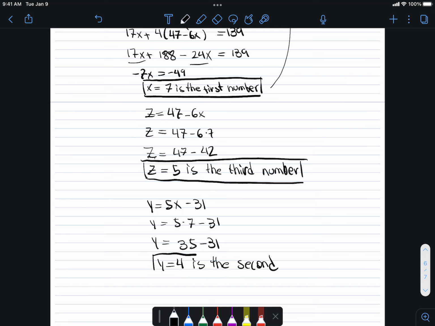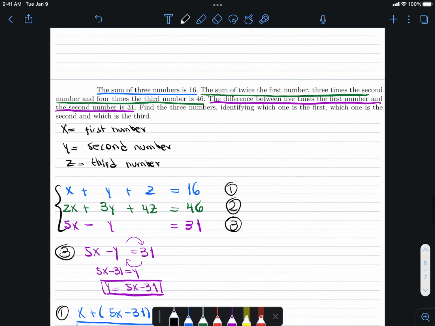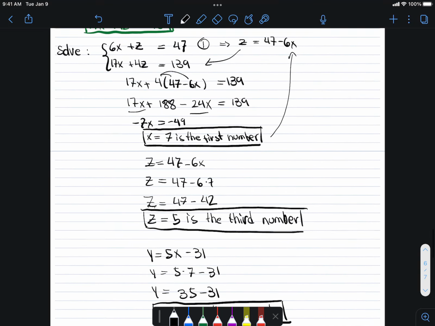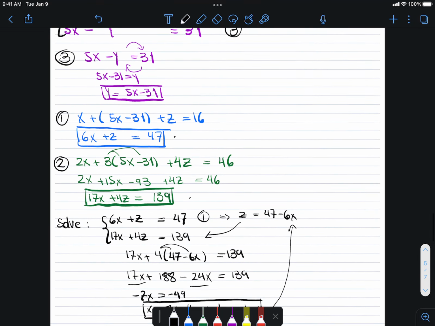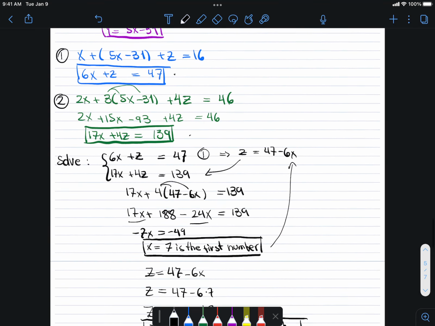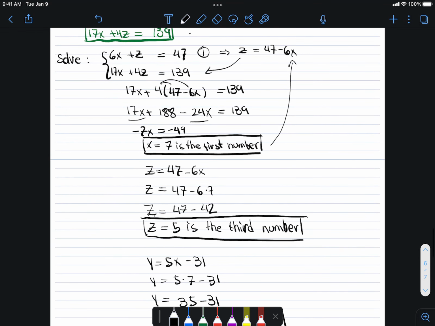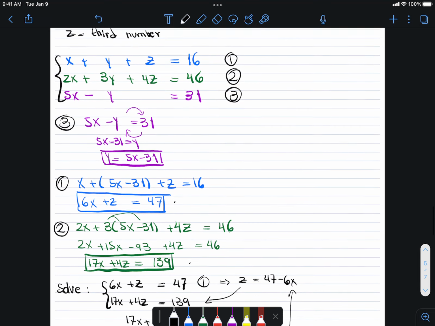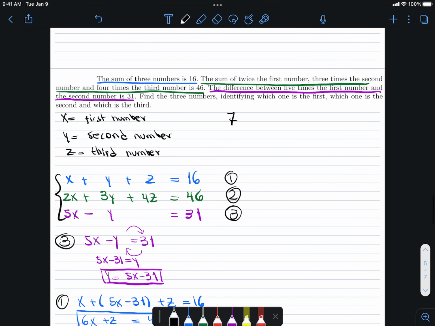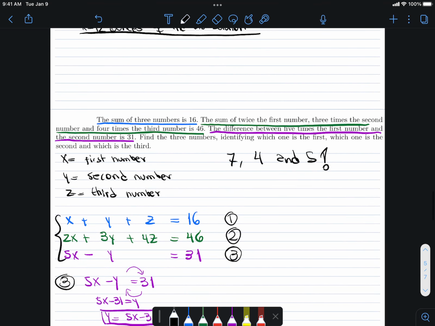But as long as I can show my work properly. So these are the three numbers. Make sure you're able to organize your work carefully and neatly when you're doing this type of question. Numbering the equations is always a good idea, just so the reader knows what you're doing. And this is how you solve it. Pretty cool, huh? So the numbers are in order: 7, 4, and 5. That's what it is.